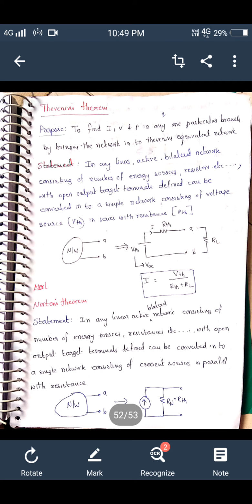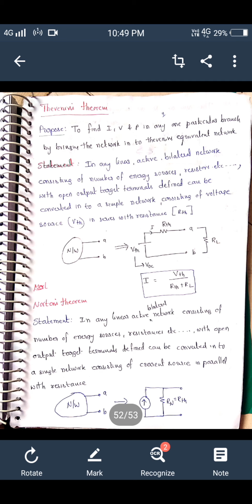After calculating R_N, Norton's equivalent resistance, and I_N, Norton's current, connect the network. Connect the Norton's equivalent network. Norton's equivalent network is nothing but what? A current source connected in parallel with some resistance, which is called a practical current source.